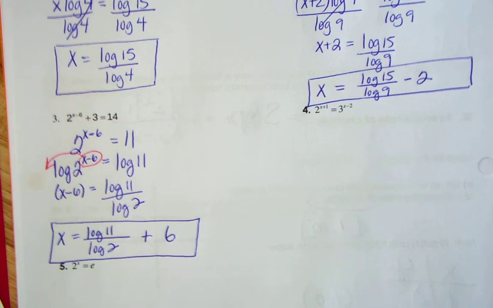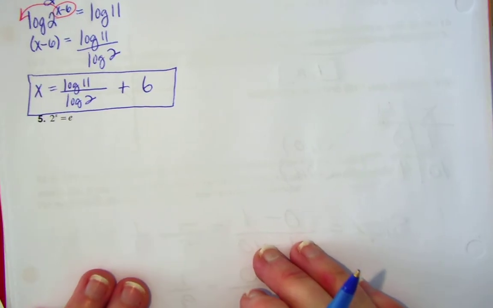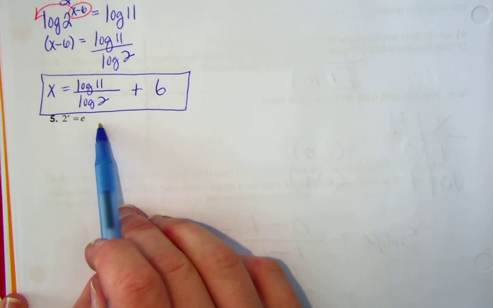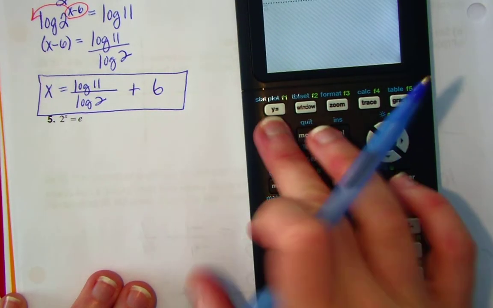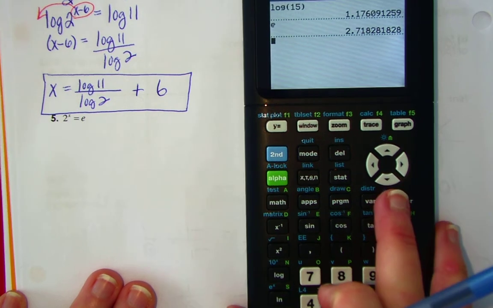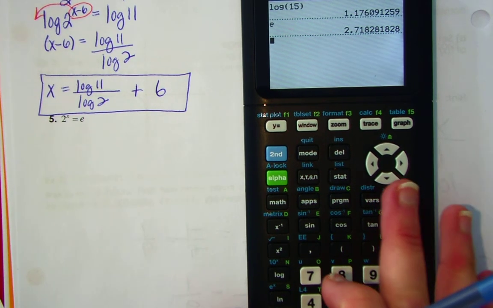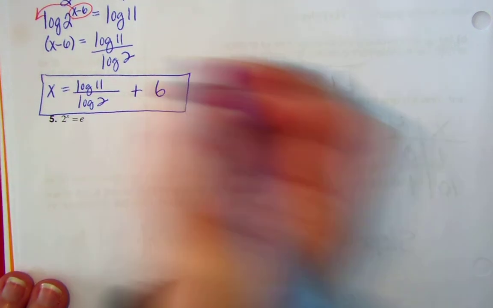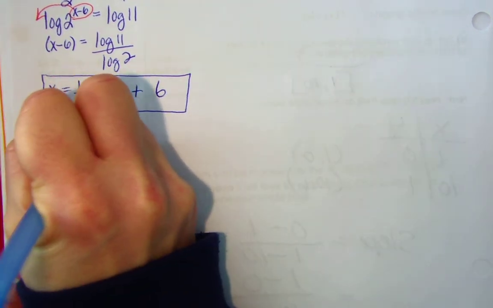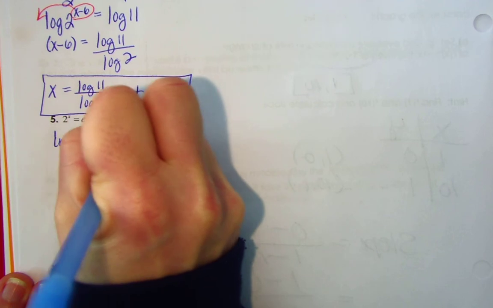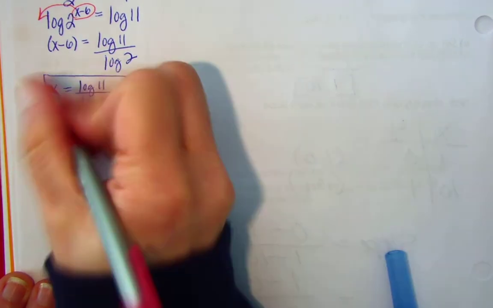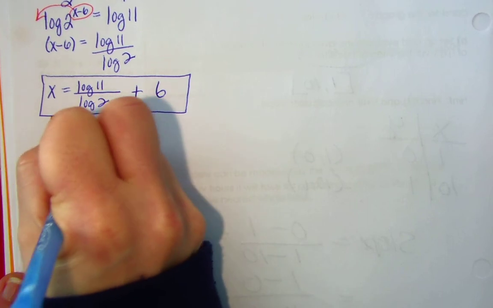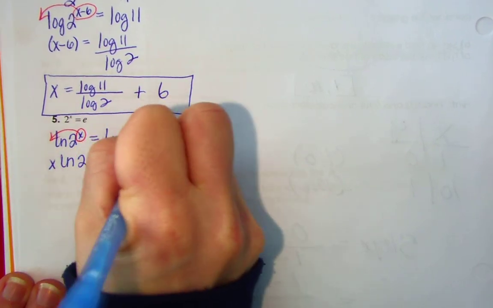All right, let's actually do 5 first, and we'll finish with 4. So in this question here, because of e, and remember e is some number, we go to the calculator, that number is exactly 2.718 and so on. Because of the e, we have to take the ln of both sides. So ln of 2 to the x equals the ln of e. We've got that power rule, slide it out front, so it becomes x ln of 2 equals the ln of e.